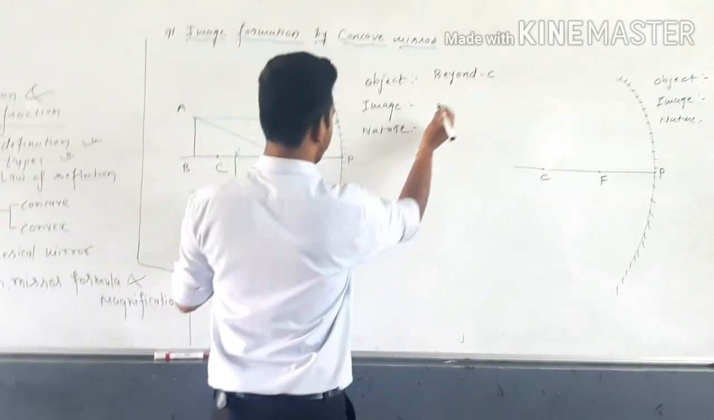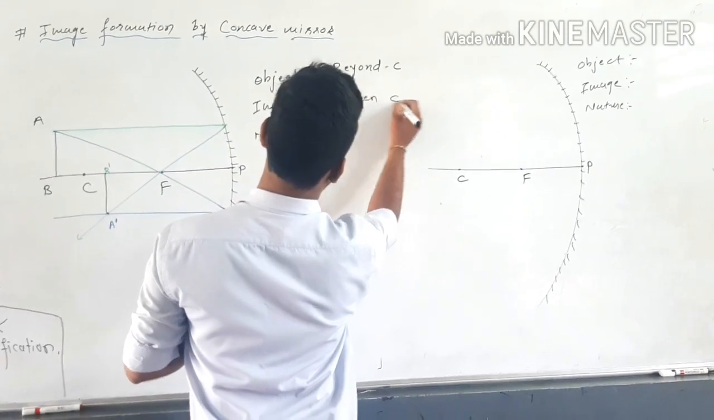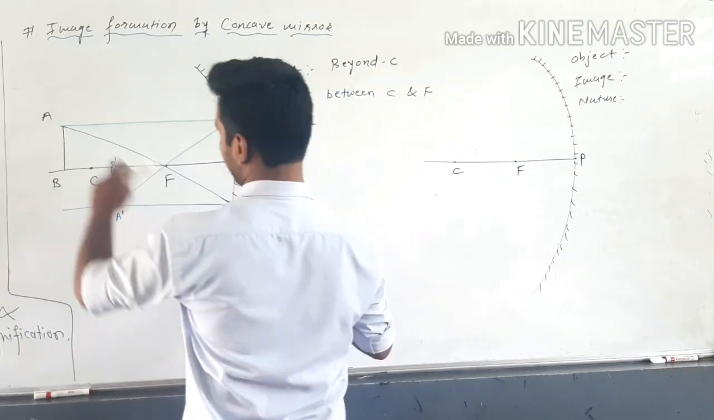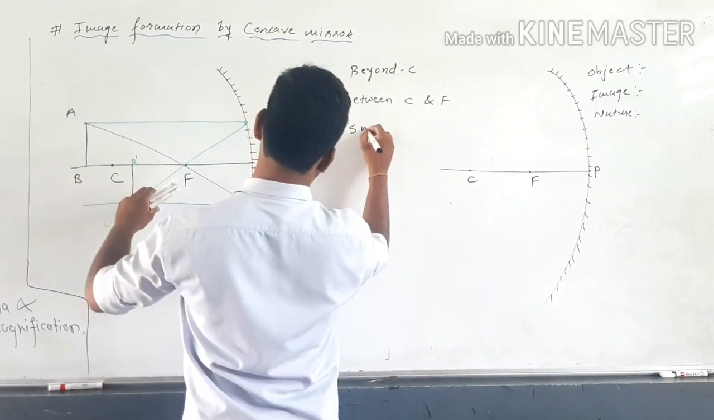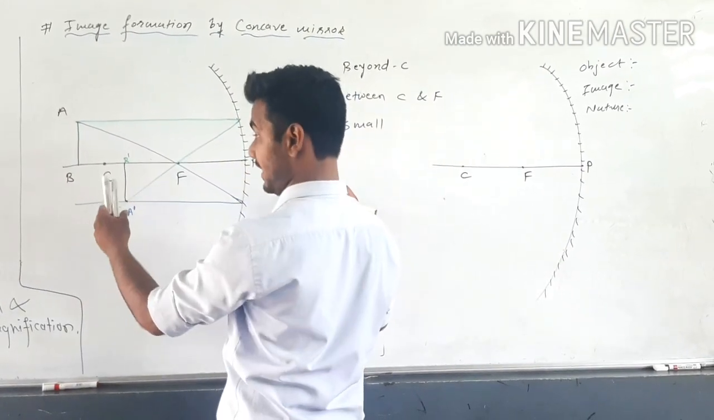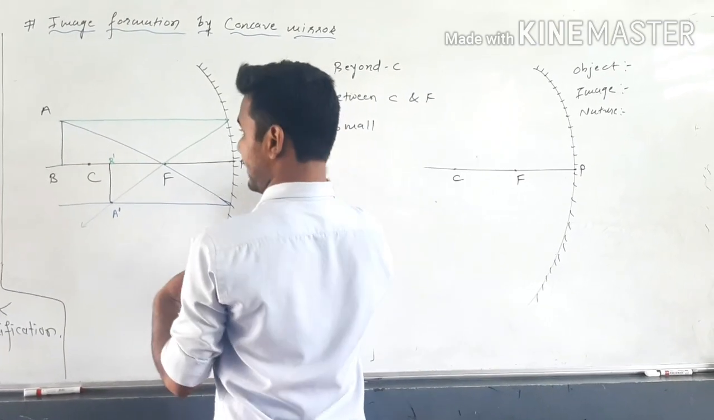So where is our image? It is between C and F. And what is the nature? Here you can say that our image is small, also you can write it as diminished. It is, how is it, real or virtual.